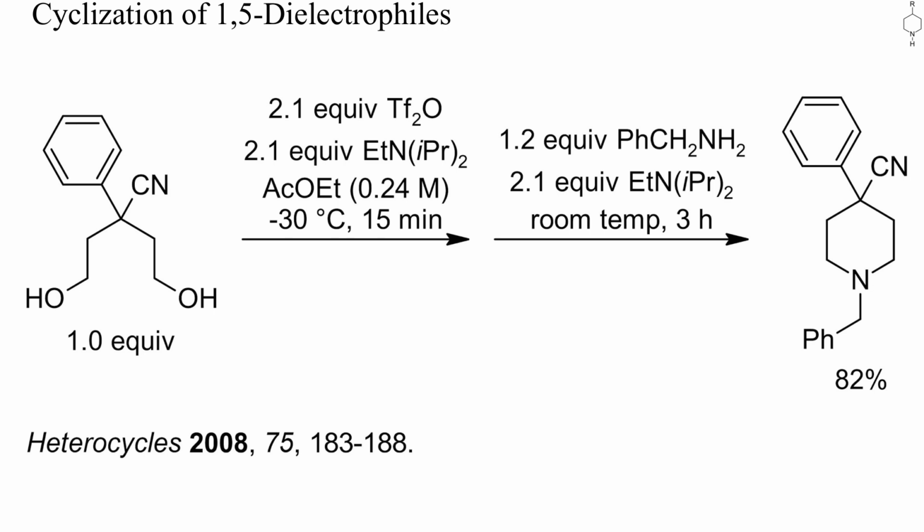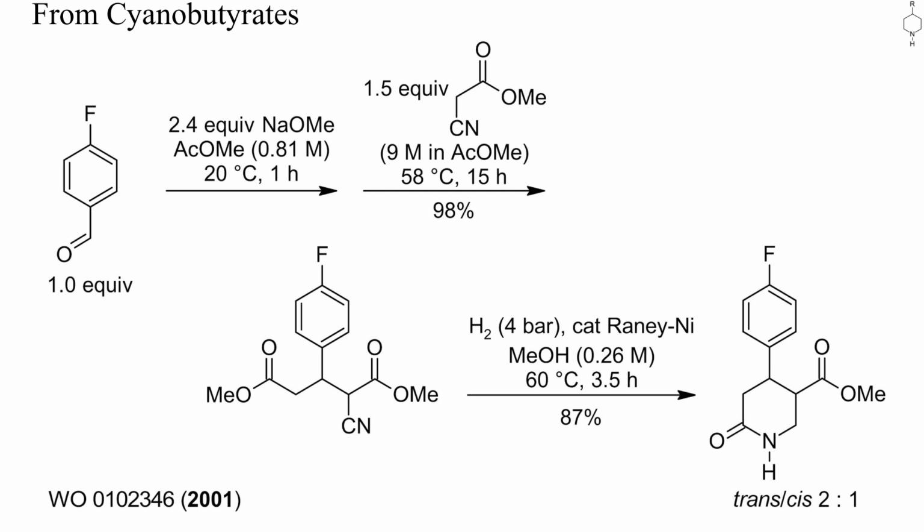1,5-diol. These are accessible by reaction of a given carbon nucleophile with two equivalents of oxirane. Here the diol was converted into a bis-triflate and then cyclized with benzylamine. Another elegant way to prepare 4-substituted piperidinones is by hydrogenation of 4-cyanobutyrates. These can be prepared in high yield by Michael addition of cyanoacetates to cinnamates, as shown here.